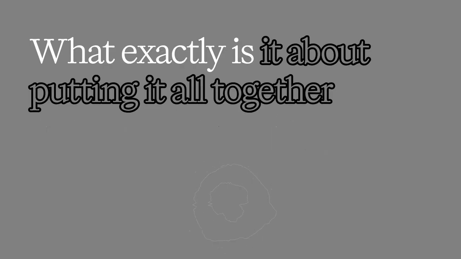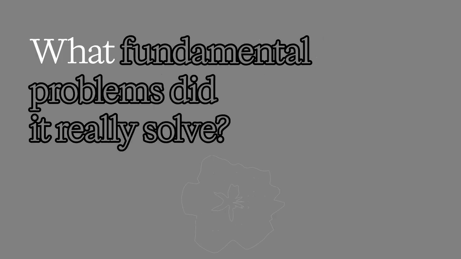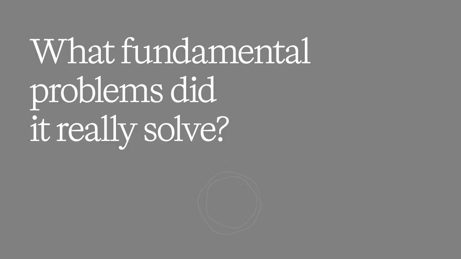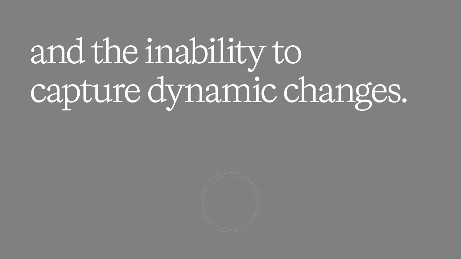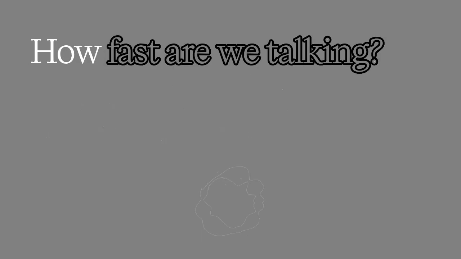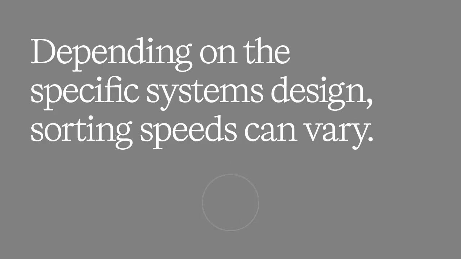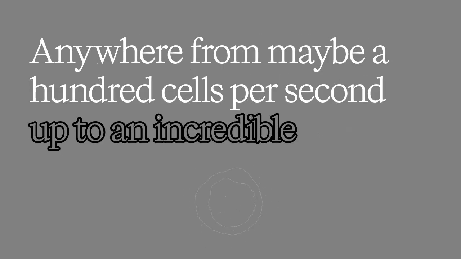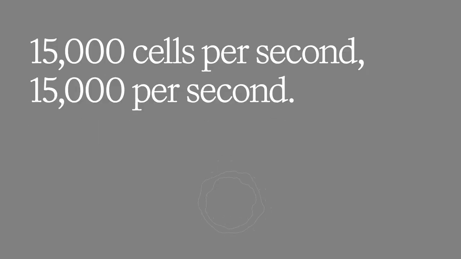What exactly is it about putting it all together that makes IACS such a game changer? What fundamental problems did it really solve? Well, the fundamental problems it solved were those huge slowdowns and the inability to capture dynamic changes. By combining the steps, the speed is just drastically increased. How fast are we talking? Depending on the specific system's design, sorting speeds can vary. Anywhere from maybe 100 cells per second up to an incredible 15,000 cells per second. 15,000 per second? That's staggering.